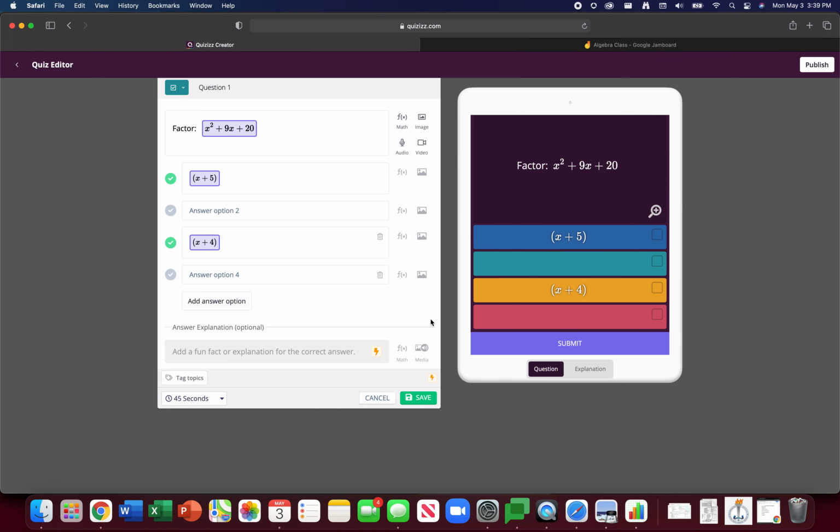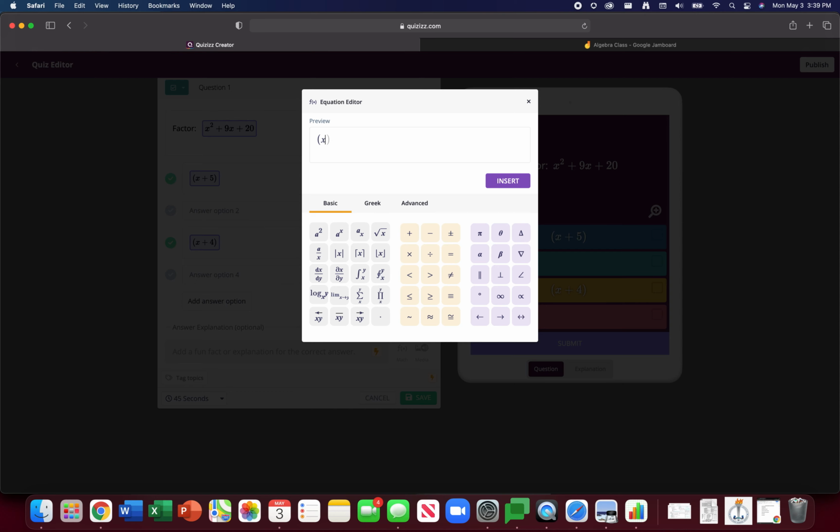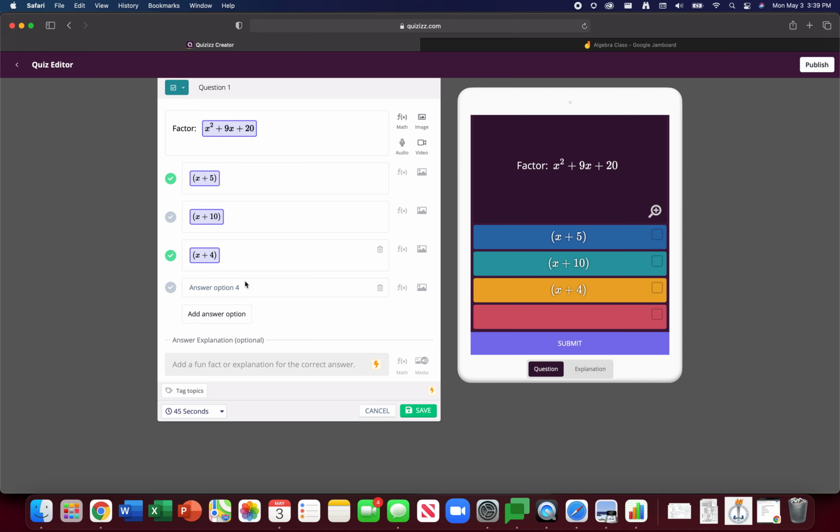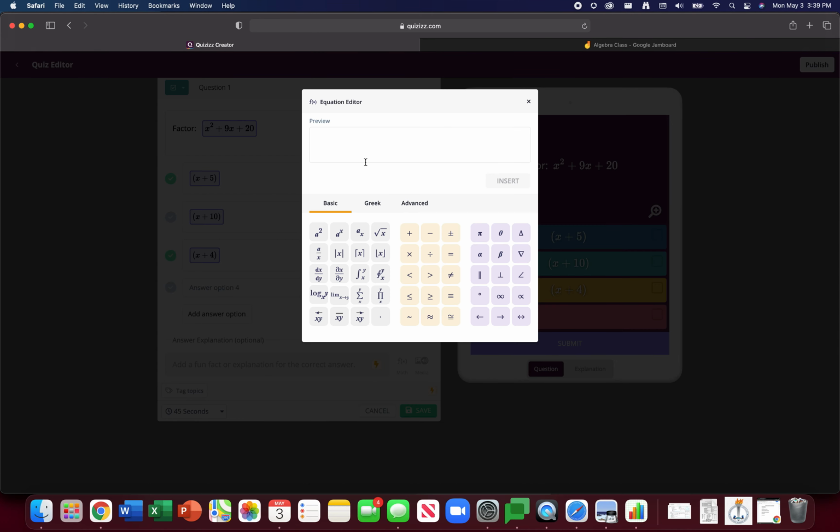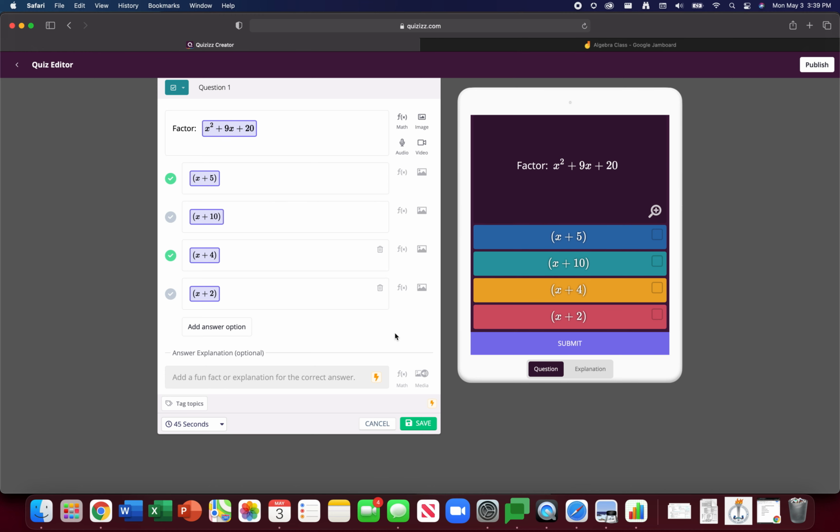These are the correct answers, right? x plus 5 times x plus 4 is x squared plus 9x plus 20. Now, I'm going to try to put 2 other answers that are going to trick people. And I'm thinking people are going to think, okay, 2 numbers that multiply to 20, and they're going to think of 10 and 2. So those are going to be my trick answers, right? Those are going to be the ones that I'm going to try to get people to click the wrong ones.